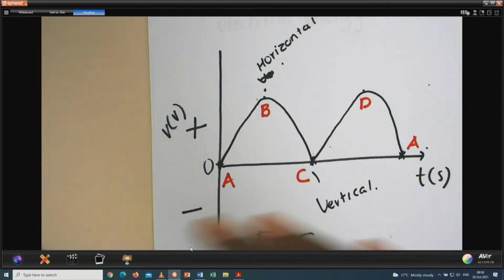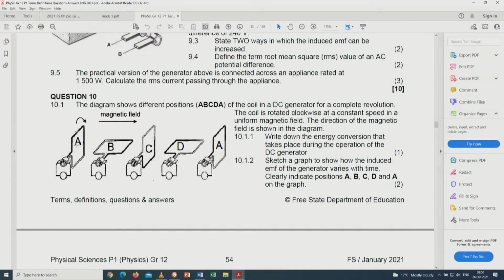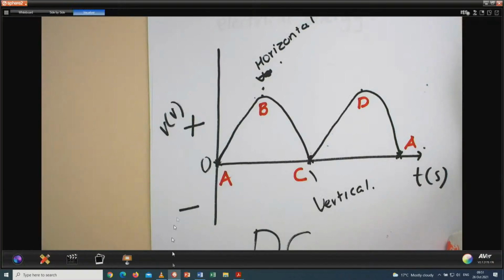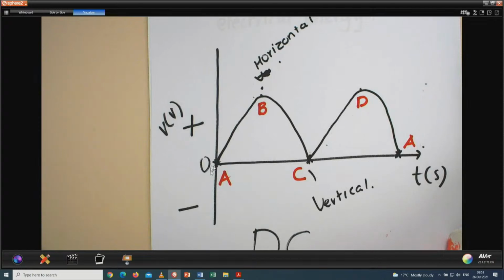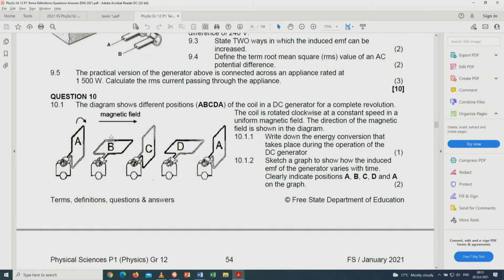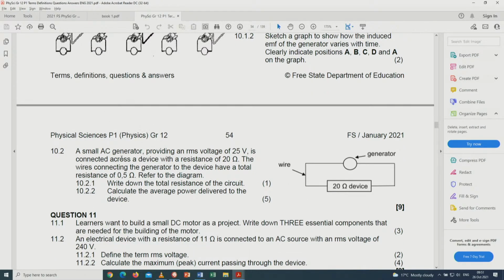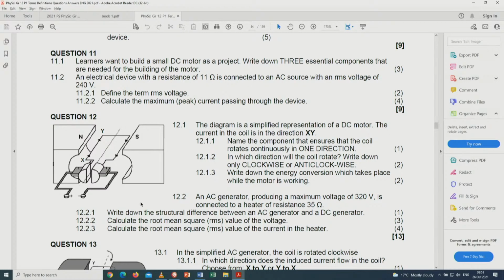Because the question shows us that the starting position of this coil is the vertical position, our graph will start at 0. But if, for example, this was the starting position, then our graph would start at the maximum position. It will start at Vmax. Good. We'll come to the calculations. I just want us to focus on these application questions.